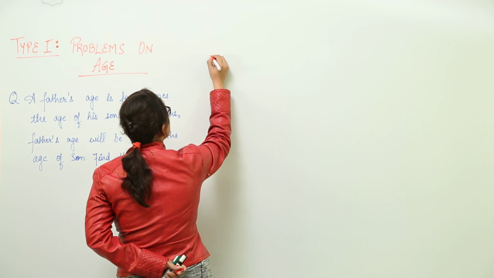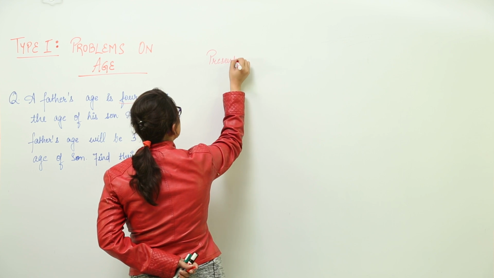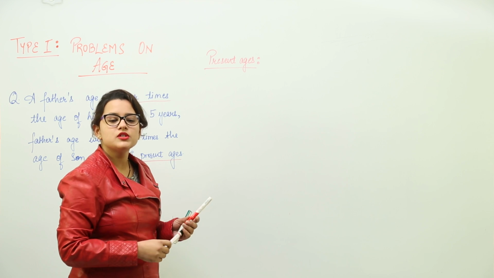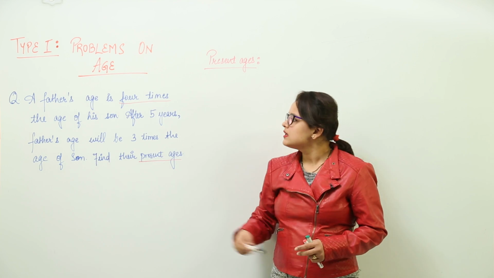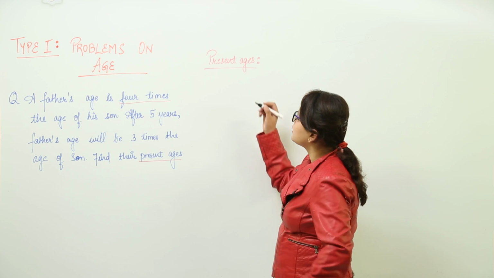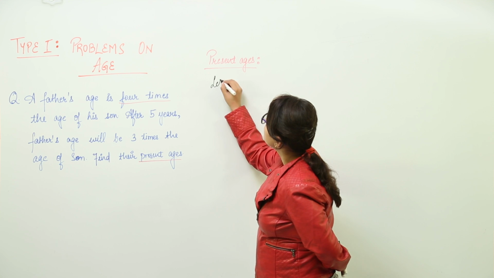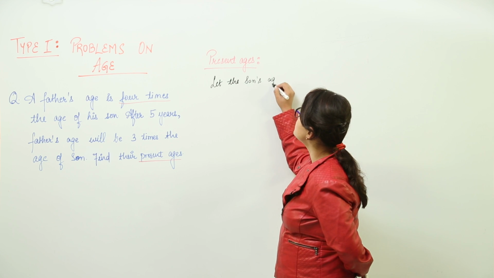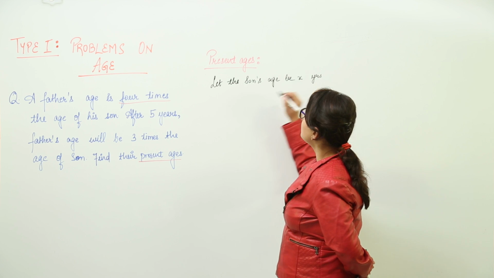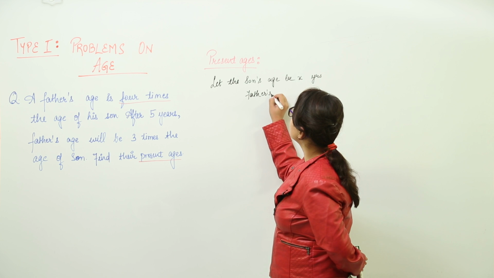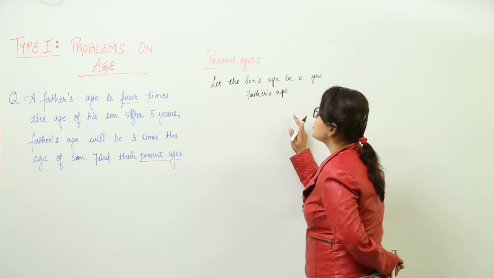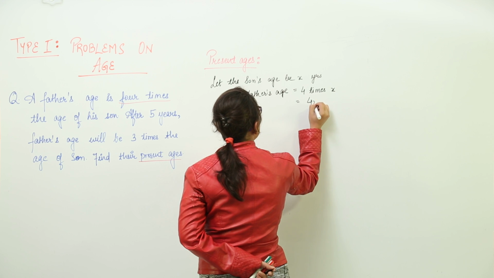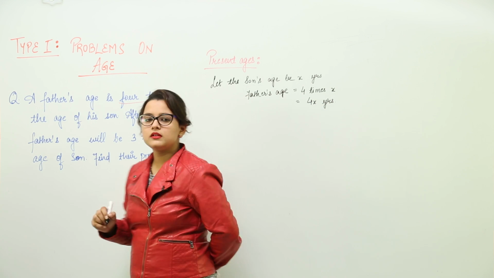Now, how to start this question? First of all, you write the present age in the first column, right? In present ages, we are going to talk about both the ages, as the first statement of the question tells us the father's age is 4 times the age of his son. So, we will write over here, let the son's present age be x years. So, what would be his father's age? His father's age would be 4 times that of his age. So, father's age would be equal to 4 times x. That makes it 4x years, right?